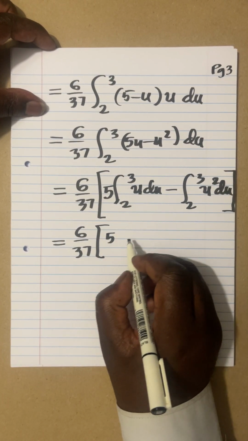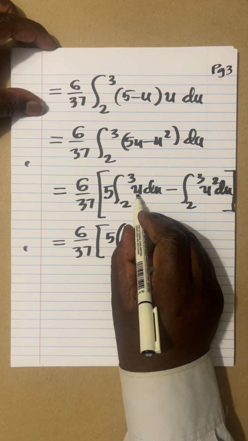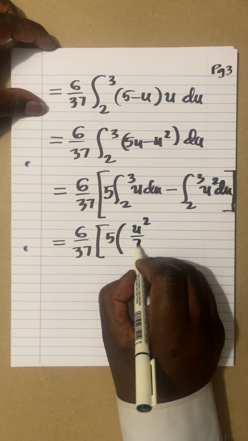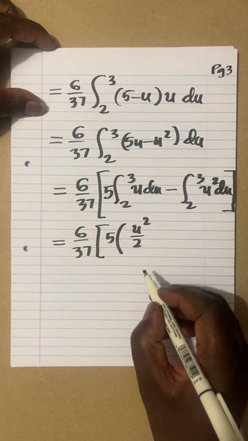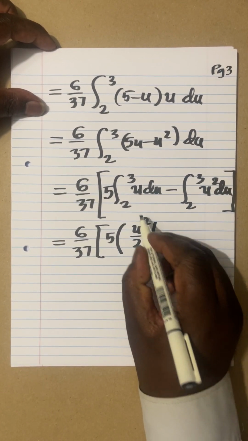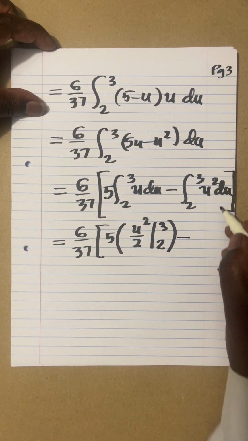The integral of u, let me introduce new brackets here, round brackets. Integral of u is u squared all over 2. Remember, this is power of 1. 1 plus 1 is 2, and we have to divide that. And this is evaluated from 2 all the way up to 3. Let's close the bracket there. Minus, we are here now.